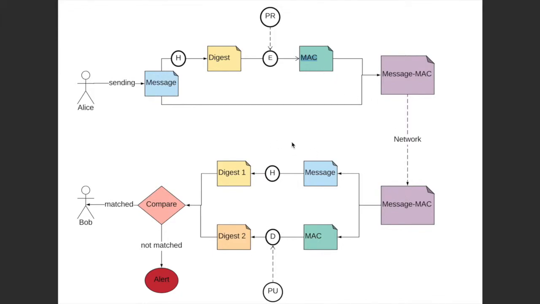At Bob's side, he will have to divide the message into two parts. The first part is the message, which will be fed into the same exact hash function Alice used to create digest number 1. The second part, the MAC, will be decrypted using Alice's public key to reveal digest number 2. These two digests will be compared. If they match, the message is not altered and the sender is Alice. Otherwise, an exception will raise the alert.